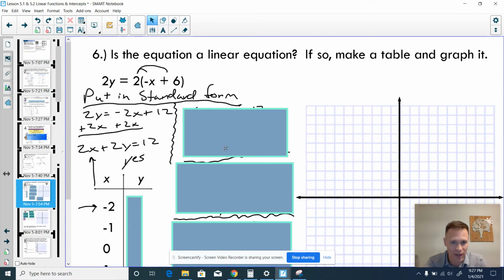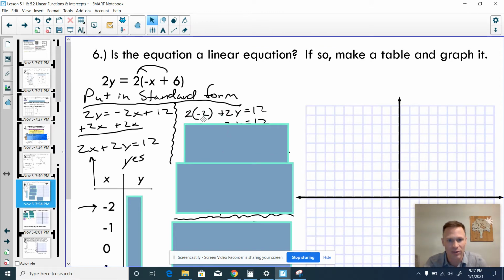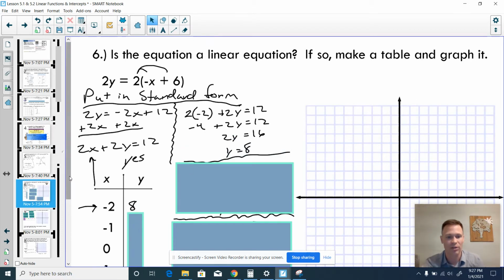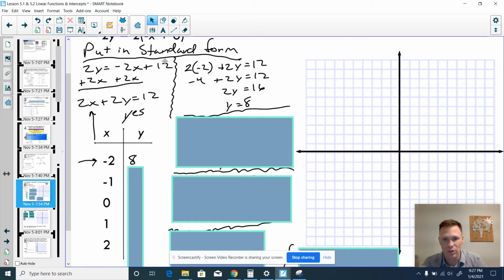My first value for x is negative 2. So negative 2 is going in for x right there. 2 times negative 2 is negative 4. I'm going to have to add that 4 to the other side to get 16. I have 2y equals 16. I divide by 2 to give me y equals 8. So that's my first value. So I have negative 2, 8. I'm going to graph that: negative 2, then up 1, 2, 3, 4, 5, 6, 7, 8. And this is my first point down here.